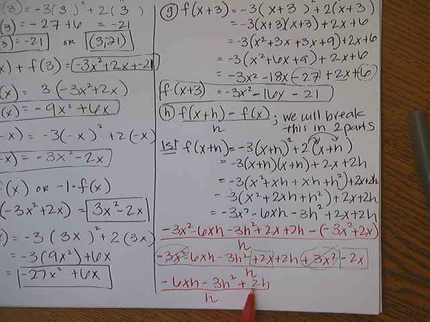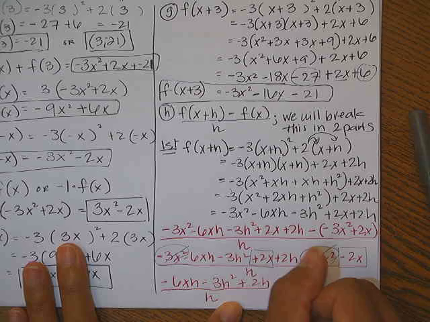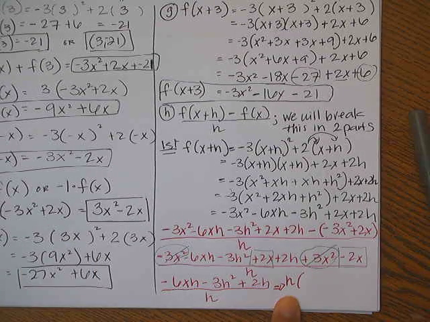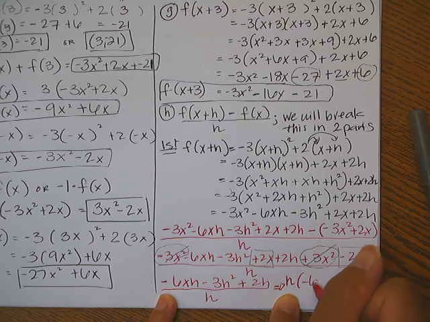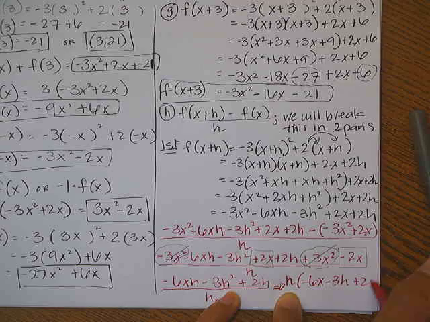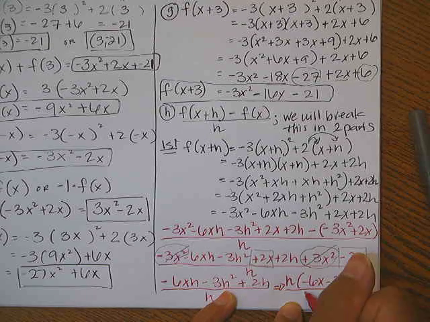Each and every term on the numerator has an h in common, so we are going to factor it out. Factor out the h, and I'm going to end up with negative 6x minus 3h plus 2, all of that divided by h.